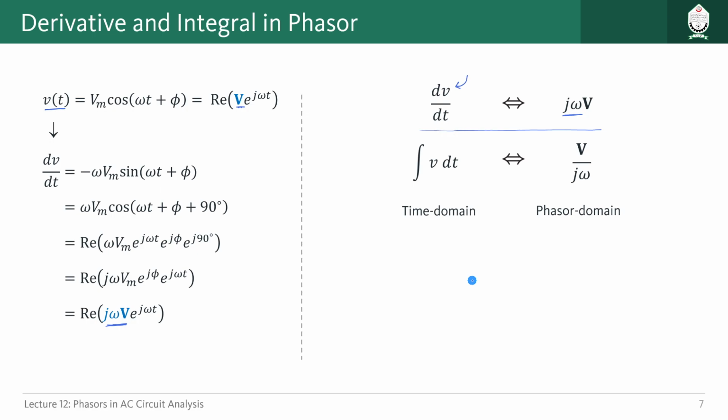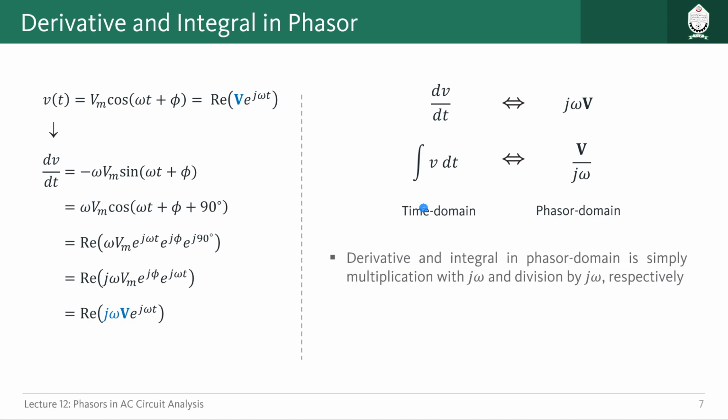In a similar way, we will see that if we take the integral of v of t, the phasor domain representation of that will be just division by j omega. So very simple. We have simplified the whole process into some formulas here. Based on this observation, taking the phasor of a time domain quantity has some benefits. The first benefit is that the derivative and the integral in the phasor domain are simply multiplication by j omega and division by j omega respectively. So our complicated differential equations can be solved easily now.